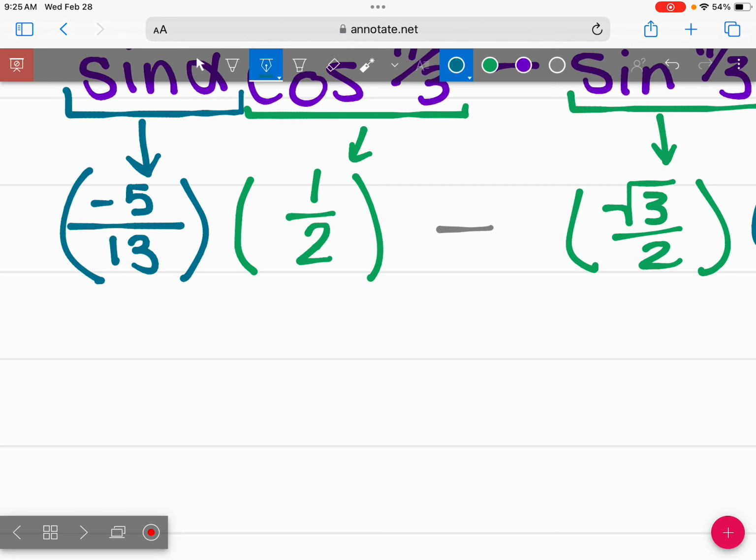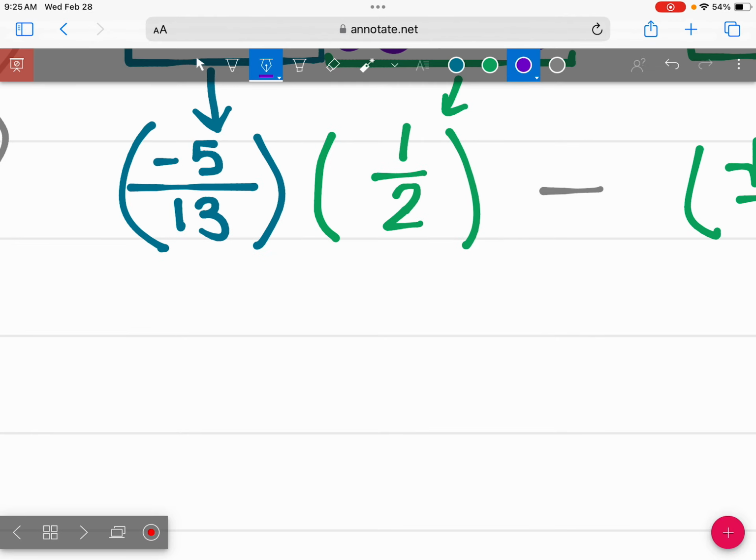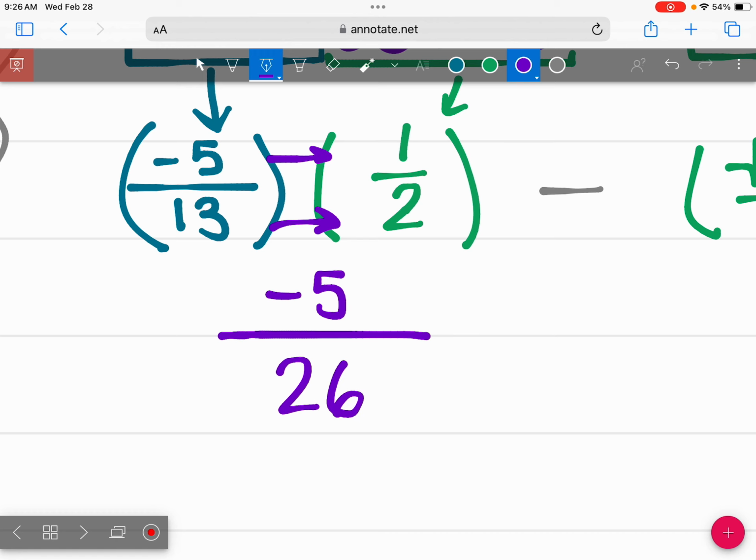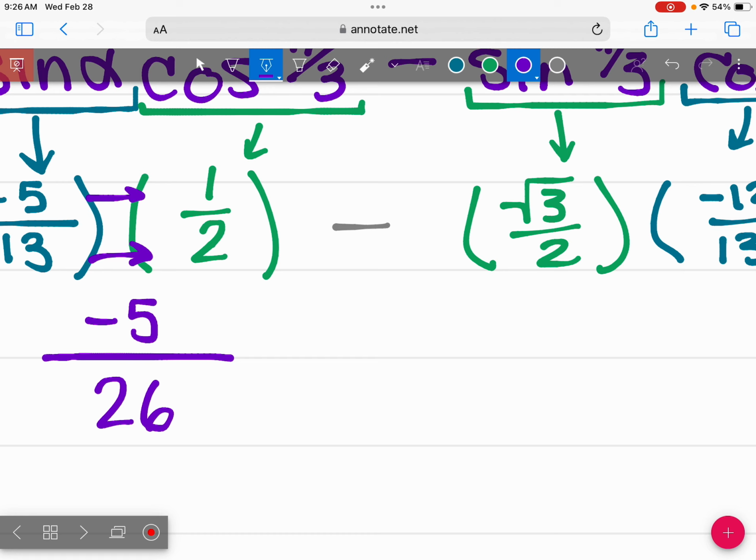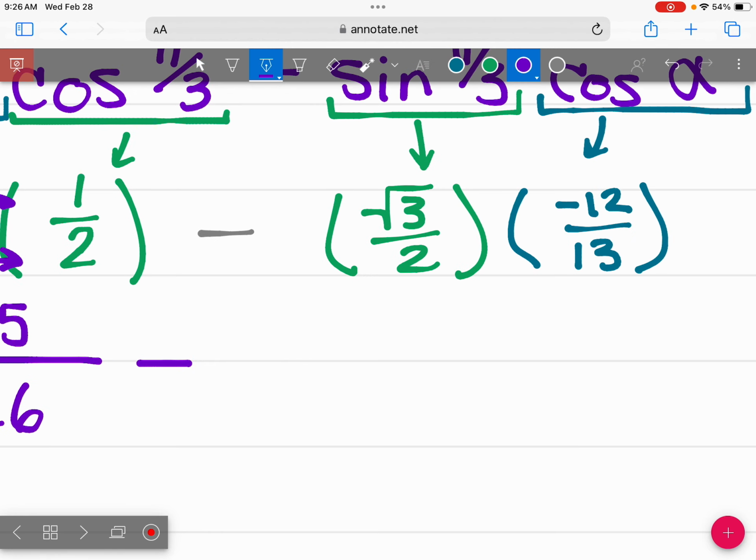Order of operations means we're going to do our multiplication and then do our subtraction. So we wind up with negative 5 over 13 times 1/2. Multiplying across, negative 5 times 1 is negative 5. 13 times 2 is 26. And we're going to subtract square root of 3 times negative 12, which we really don't get to simplify. So it's going to be negative 12 square root of 3 over 26.